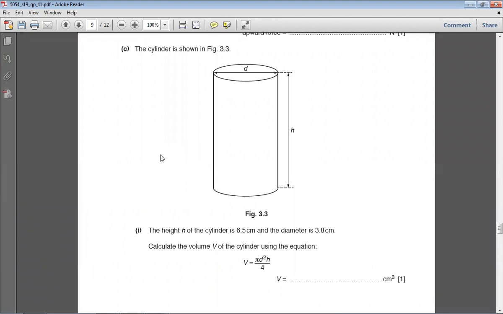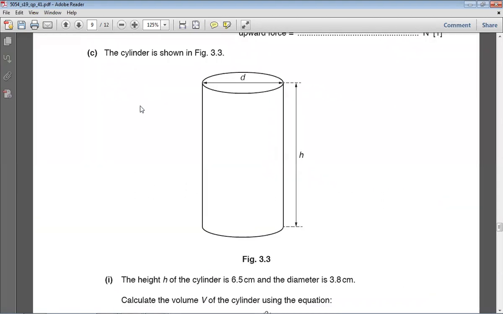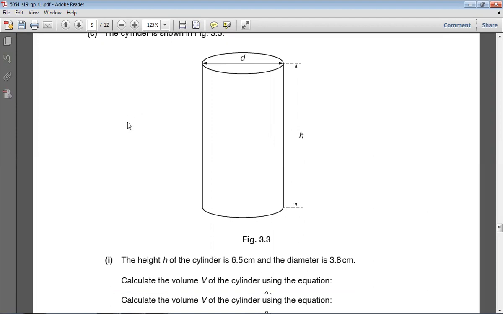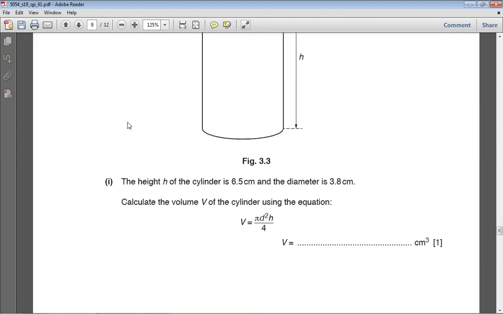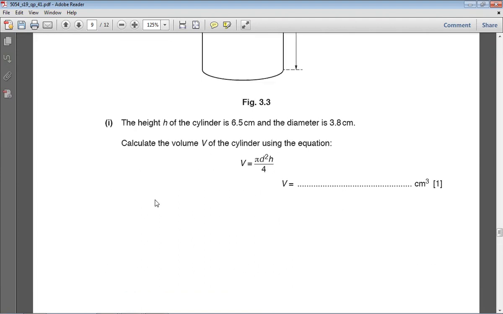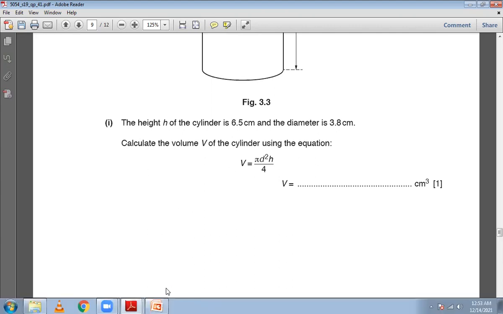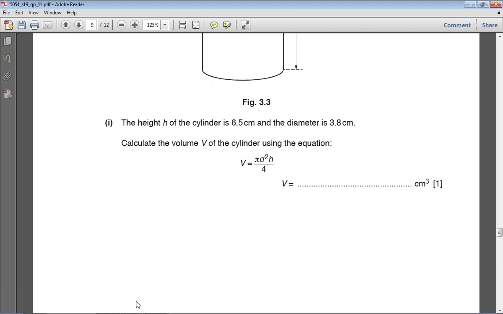The cylinder is shown in the figure 3.3. The height h of the cylinder is 6.5 centimeter and the diameter is 3.8 centimeter. Calculate the volume V of the cylinder using the equation. So here we have equation is given V is equals to pi d square h divided by 4. So we have to calculate the volume. The formula is given and you just have to enter the values. And the answer is in centimeter cubes.